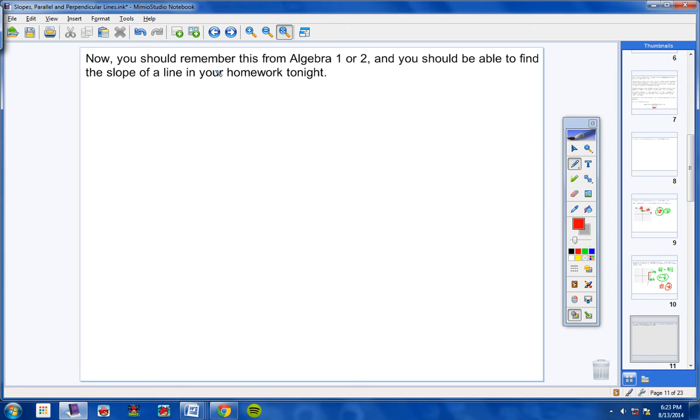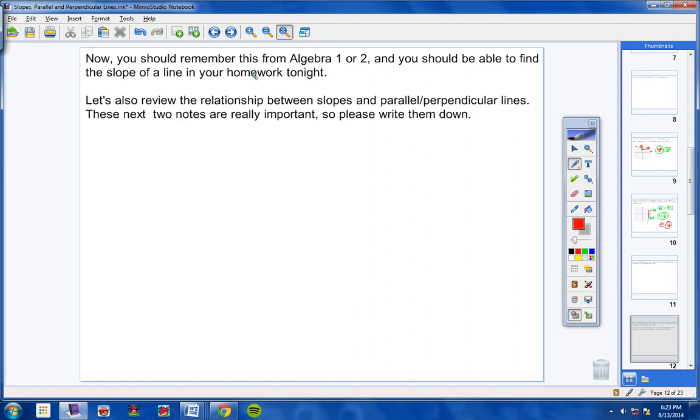You really should remember this from Algebra 1 or 2, and you should be able to find the slope of a line in your homework tonight. Okay, that's really, really important. Let's quickly review the relationship between slopes and parallel and perpendicular lines.